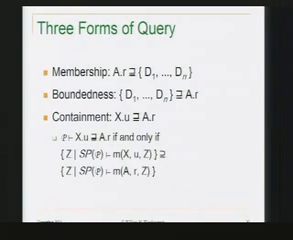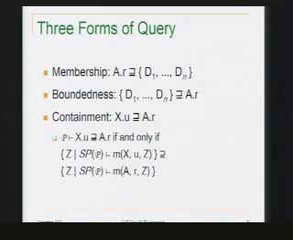There are going to be three different forms of queries: membership, boundedness, and containment. You'll notice that membership and boundedness basically compare a given role, A.R, to a specific set of given principals, D1 through Dn. In the first one, we ask whether A.R contains D1 through Dn as a subset. And in the other case, we ask whether A.R is bounded by the set D1 through Dn.